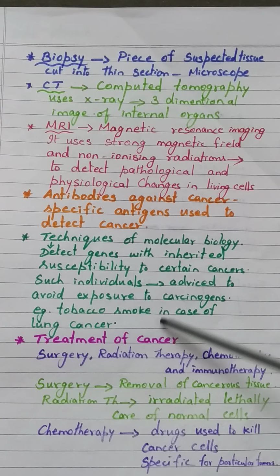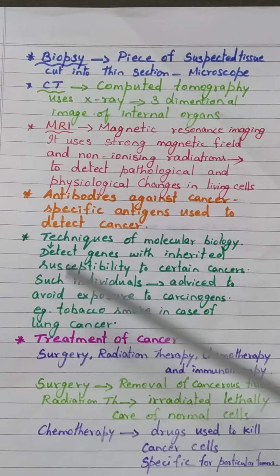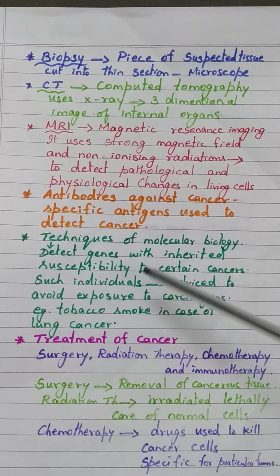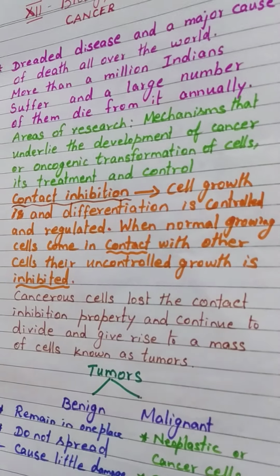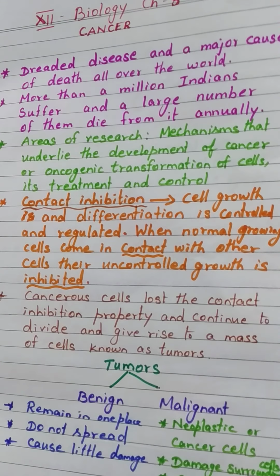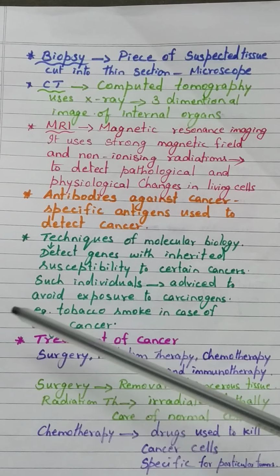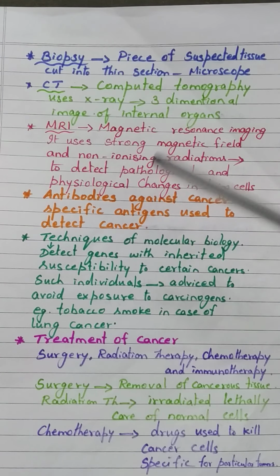Then we can advise the individuals to stay away from carcinogens like tobacco; don't smoke tobacco, because if they smoke, then they will get lung cancer. We can advise them. So these are all the different diagnostic methods for finding out the presence of cancer.